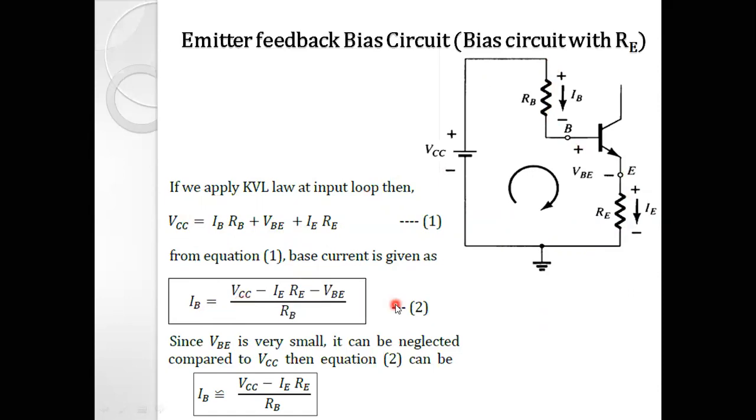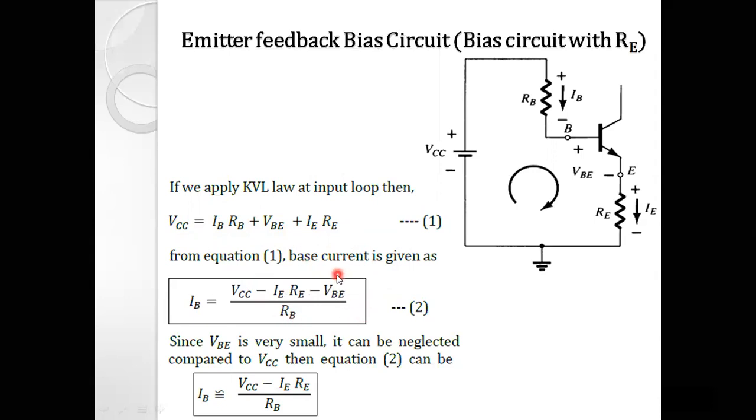How do we get the second equation? The second equation can be found by making IB the subject of equation number 1. So when we want to find IB, we have to send VBE and IERE to the left-hand side. So you can see that VCC minus IERE minus VBE, and this RB in the denominator of that term. So we get equation number 2.